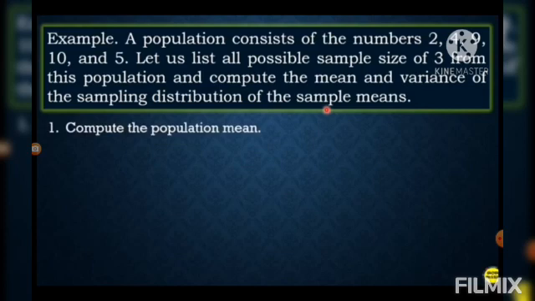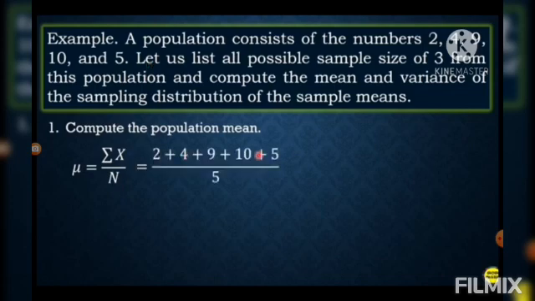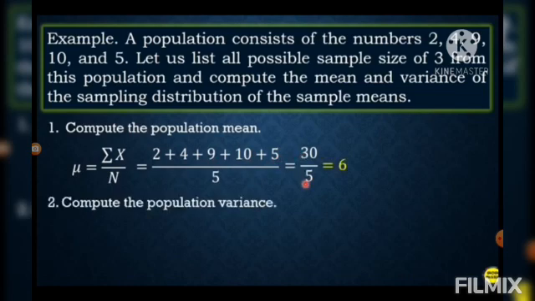Number 1, compute the population mean. The formula is μ equals the sum of x over N. Then 2 plus 4 plus 9 plus 10 plus 5 over 5 is equal to 30 over 5, which is equal to 6.